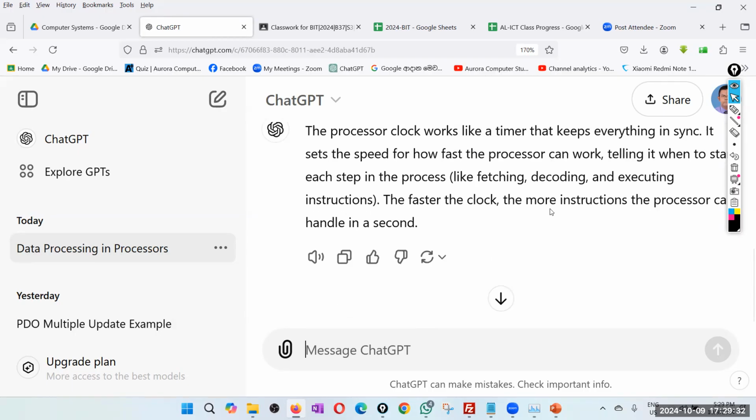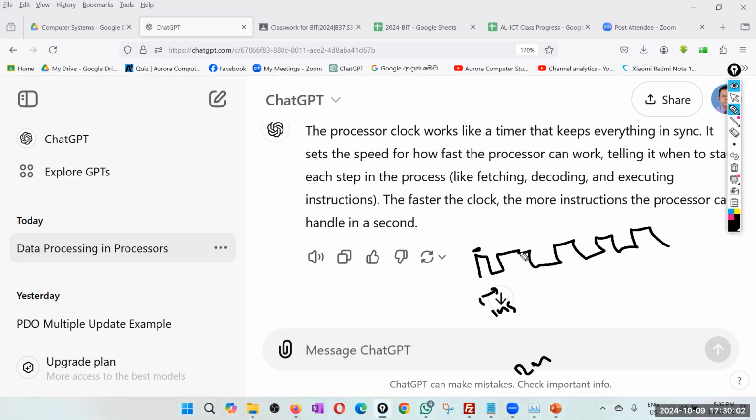The faster the clock, the more instructions the processor can handle. Because a faster clock means what? A large number of bits are sent in the logic gates. If this is 1 nanosecond, that is better than 2 nanoseconds, because in a shorter time this pulse is sent.